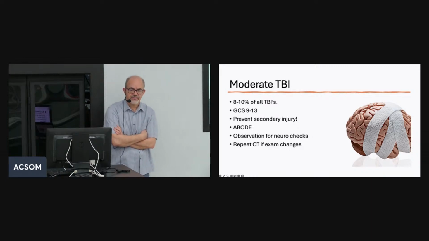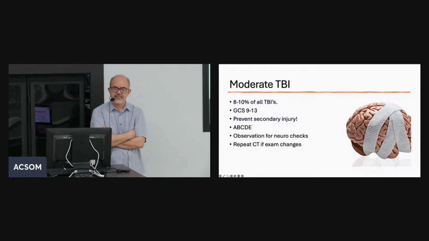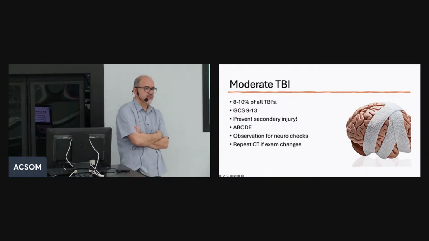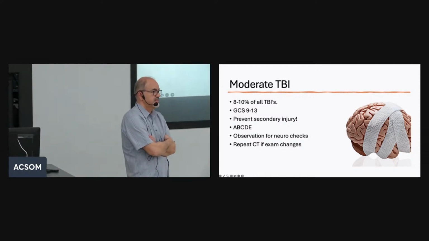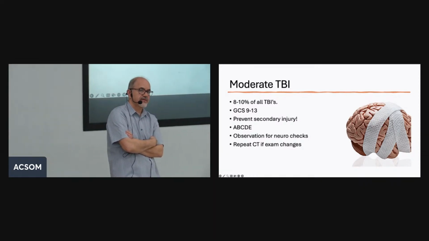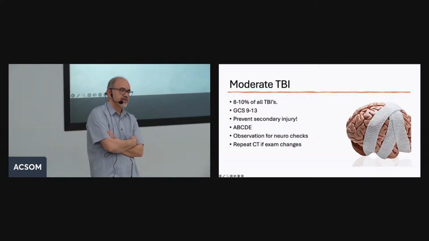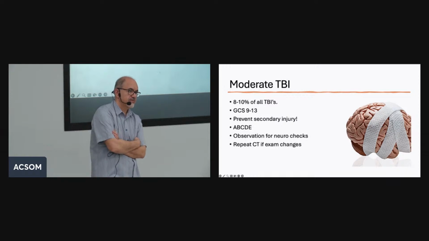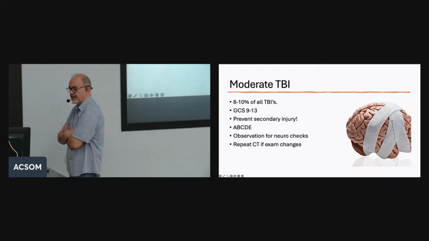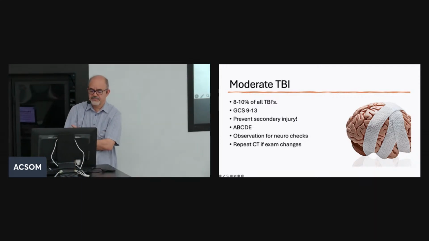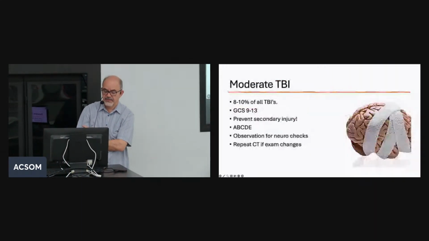Moderate TBI forms about 10% of the TBI. As I said, GCS is somewhere between 9 to 13. And here you have some evidence of brain injury. It's not just shaking of the brain. You have brain injury, and preventing secondary insult is a big deal here. Maintain the normal blood pressure, maintain the oxygenation, prevent the brain swelling, and how to manage it is by ABCDE that we will talk about briefly.